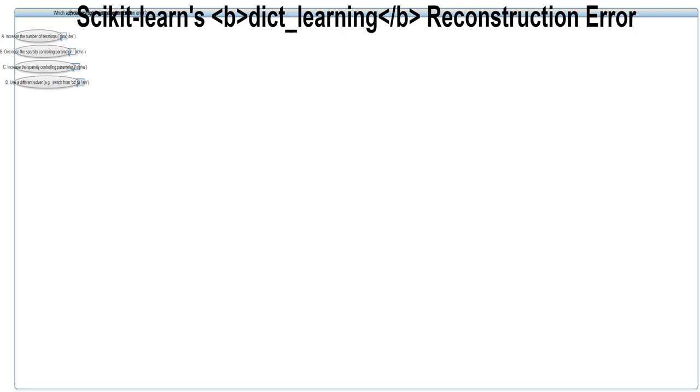This refers to the error in reconstructing the original data using the dictionary learned by scikit-learn's dict_learning function. A lower error means a better representation. I'm asking which changes to the dict_learning parameters could reduce the error. This is the heart of the quiz. We're troubleshooting a machine learning model.